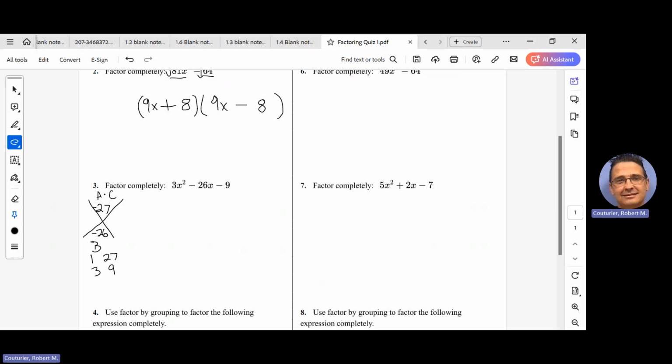7 doesn't go evenly. 8 doesn't go evenly. And if you go to 9, hey, we already used 9. So those are all the listed factors of 27. But notice, that's negative 27.